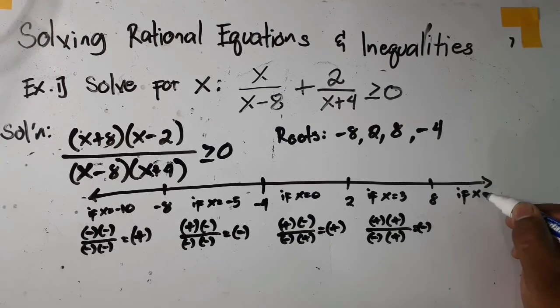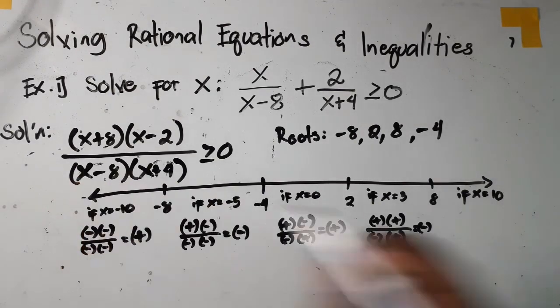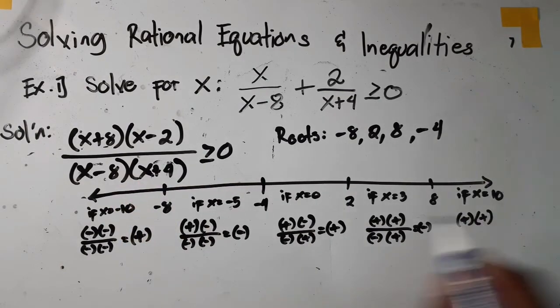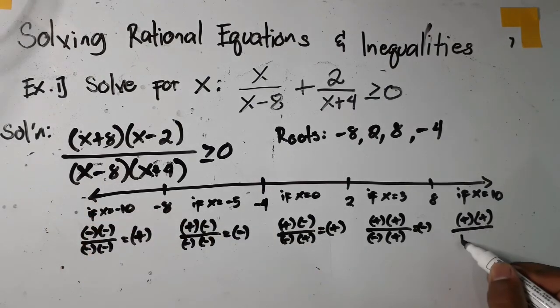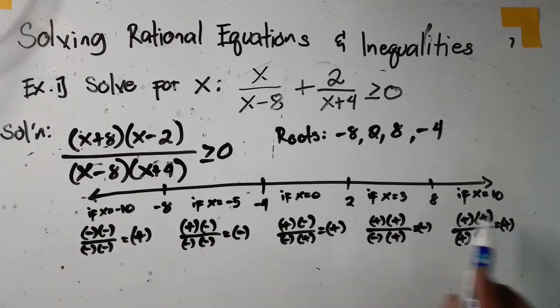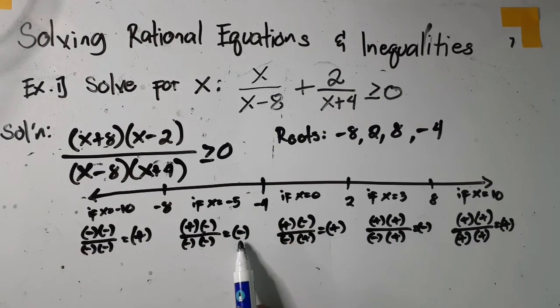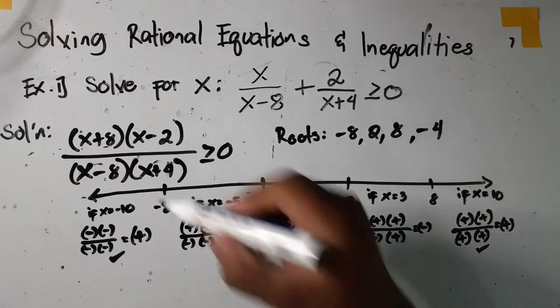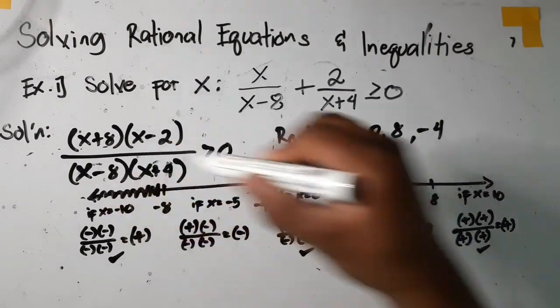Okay, lastly, for the last division, let's say x is 10. You can choose any number aside from 10, as long as it is greater than 8. Okay, 10 plus 8 is a positive. 10 minus 2 is also a positive. 10 minus 8, a positive 2, which is a positive. And 10 plus 4 is positive 14, which is also positive. So since it is all positive, the answer is positive. Okay, choose among your answers which of them is greater than 0. So that's right, greater than 0 means the positives. So there are 3 divisions.